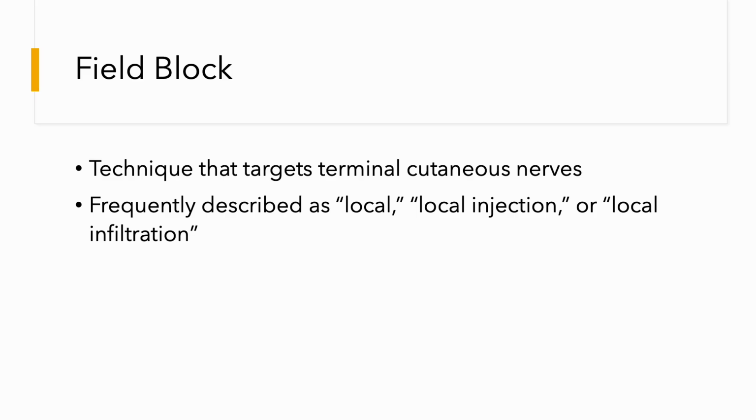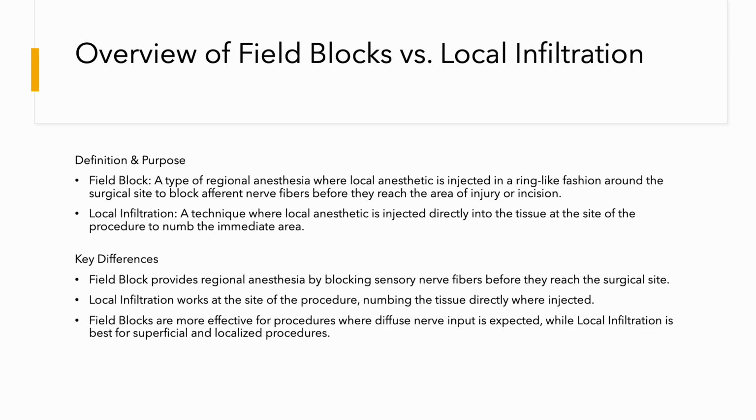So a field block is a technique that targets, like we said, those terminal cutaneous nerves. You can also hear it called local injection, or local infiltration. A field block, as we said, is going to be a type of regional anesthesia where local anesthetic is injected in a ring-like fashion around the surgical site to block afferent nerve fibers before they reach the area of injury or incision.